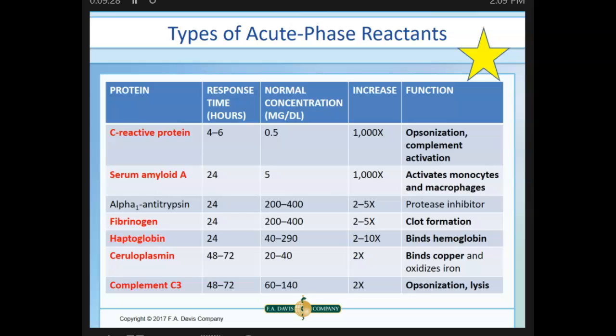Haptoglobin is a protein that binds hemoglobin. That's its normal job. It's also an acute phase reactant, so it would be elevated in inflammation or infection. Ceruloplasmin is a protein that binds copper and oxidizes iron. And complement C3, that's one component of complement. C3 opsonizes and lyses. That's its function.